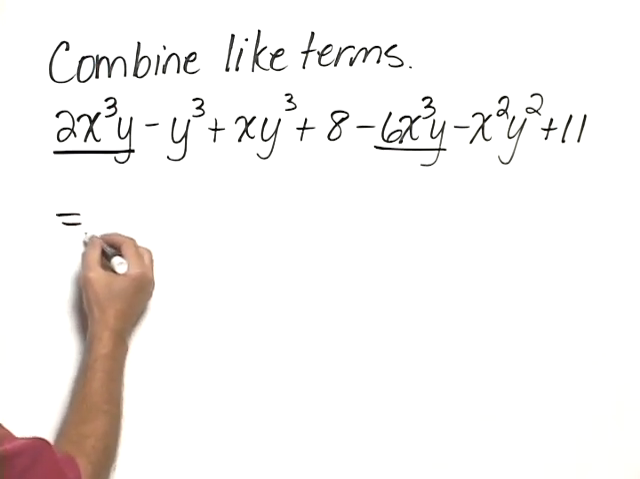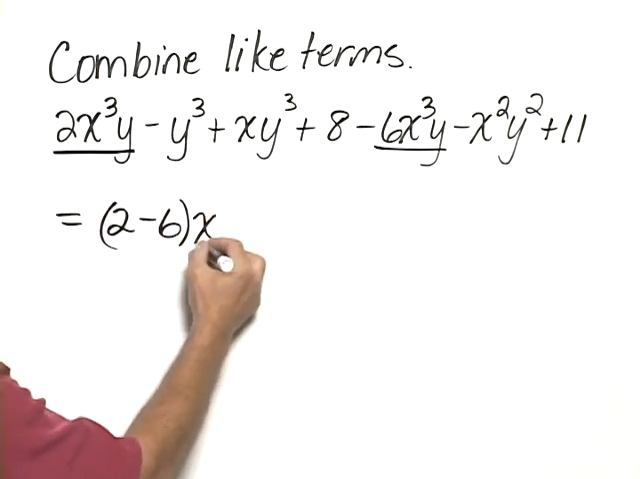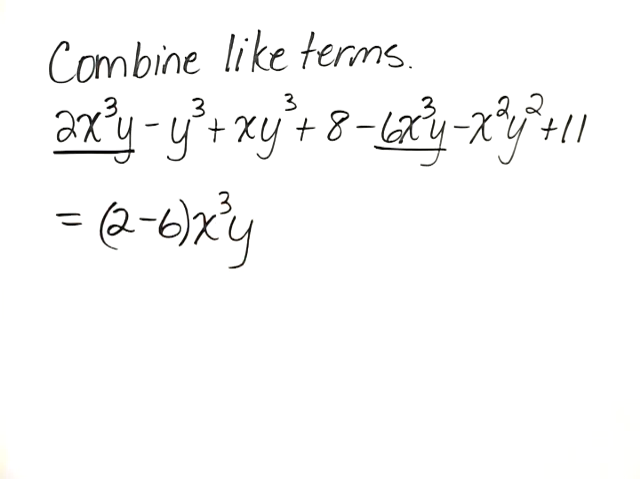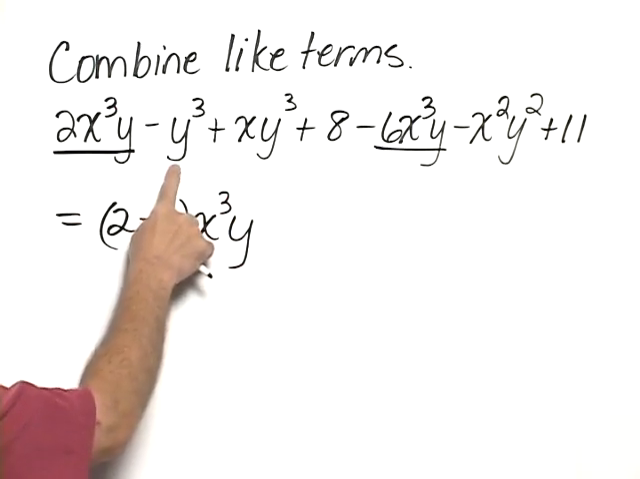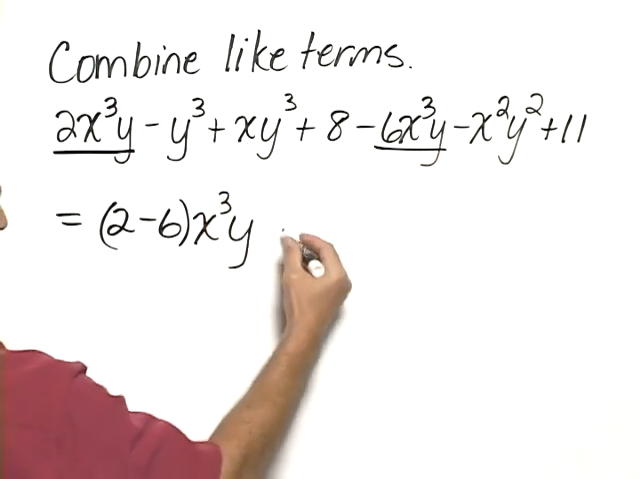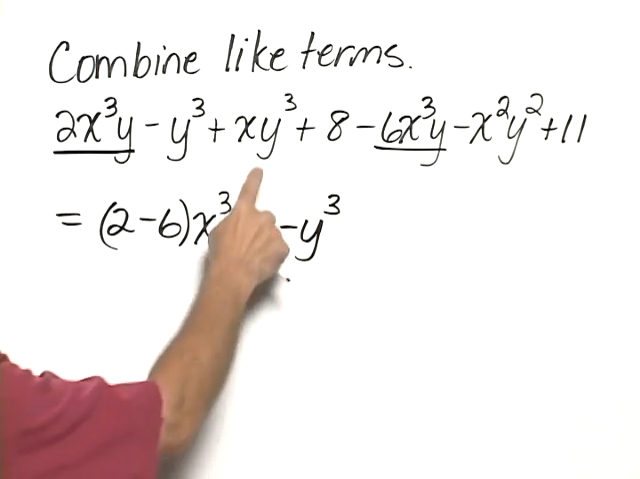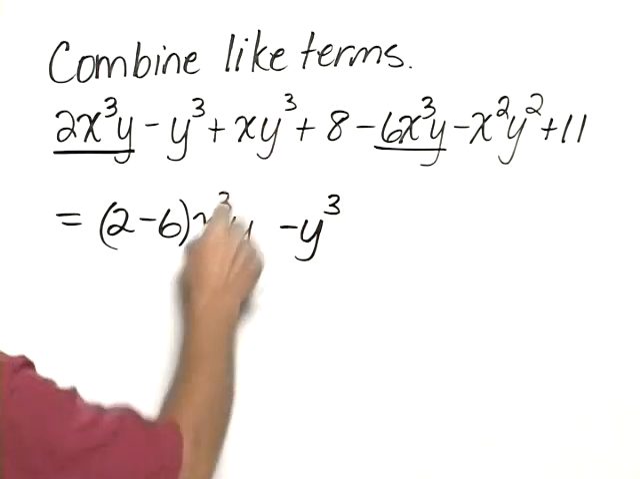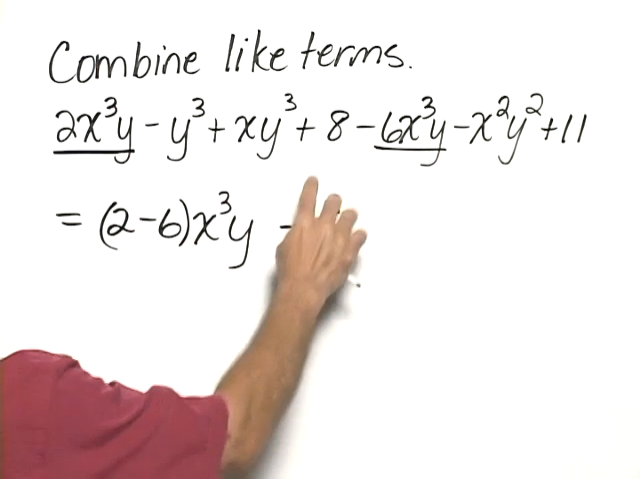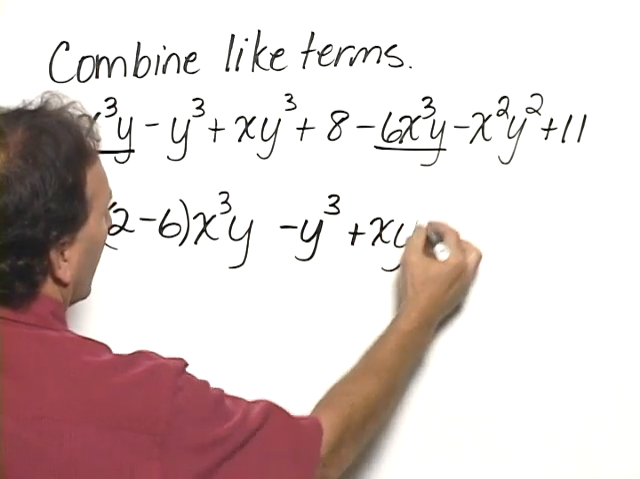So what we have is this is equal to 2 minus 6 times x cubed y. Now we have a y cubed here. There is no other term that has only y cubed, so minus y cubed. Here we have xy cubed. There is no other term with a xy cubed, so plus xy cubed.